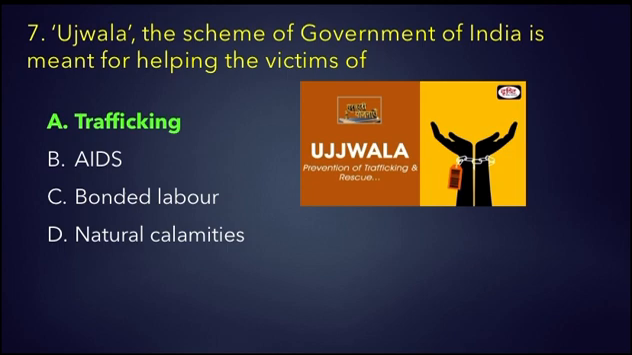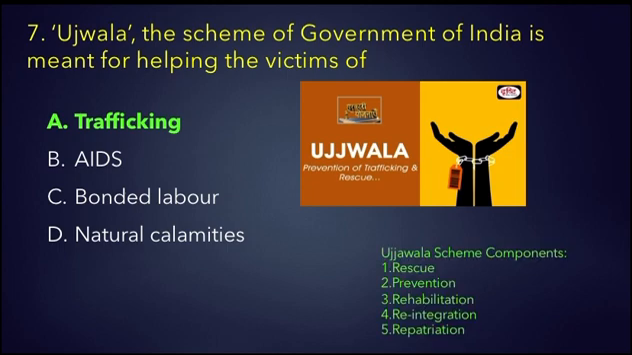Kindly notice the spelling of Ujjwala. It is to prevent the trafficking of women and children. The components of this are rescuing the victims, women and children who are under trafficking, prevention of this trafficking, rehabilitation of rescued people, reintegration, and repatriation. So these are the components on which this scheme works.